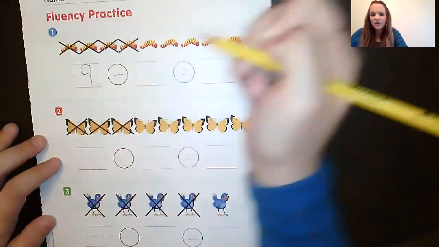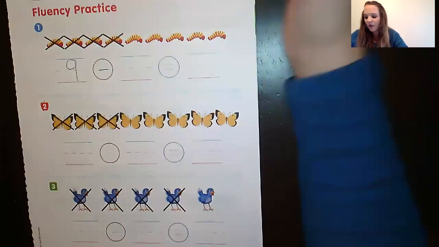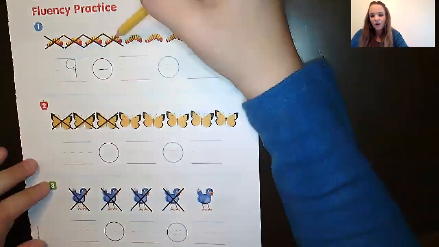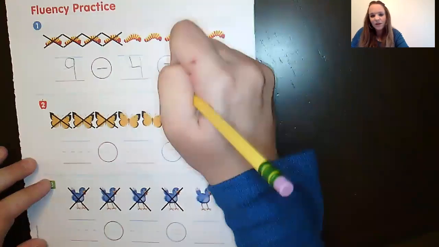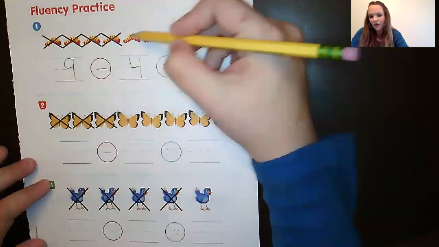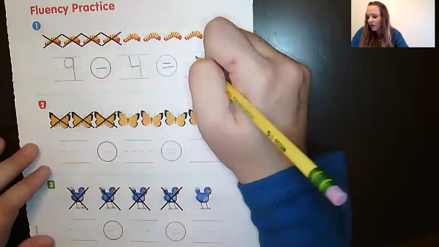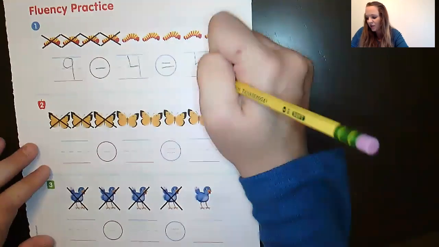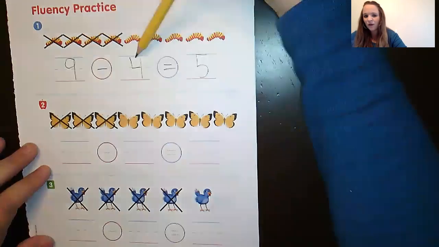Trace over our subtraction sign. How many caterpillars did they take away? 1, 2, 3, 4. Equals how many caterpillars are left over here? 1, 2, 3, 4, 5. All right, let's read this subtraction sentence together. 9 minus 4 equals 5.